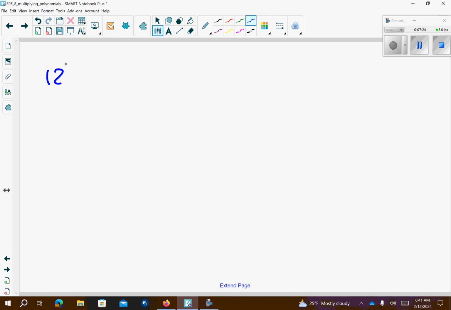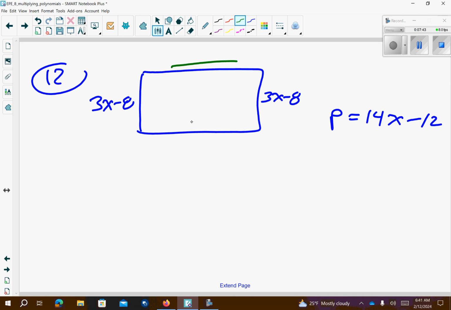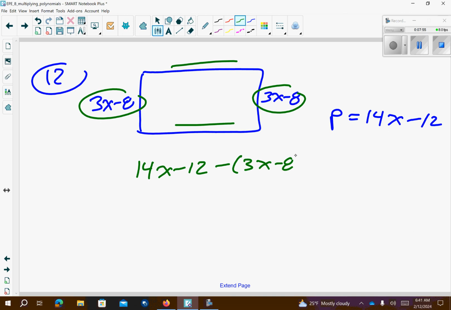And then number 12, a little tougher one to think about. So they gave us this side as 3x minus 8. And then they told us the perimeter of the whole thing is 14x minus 12. All right, so if this left side is 3x minus 8, then this side is 3x minus 8. Okay? So you know that these two sides are going to be the same. So I'm going to subtract both of these first from our perimeter. This was our perimeter. I'm going to subtract these. Notice I'm grouping them in parentheses, so I'll have to distribute over the parentheses.